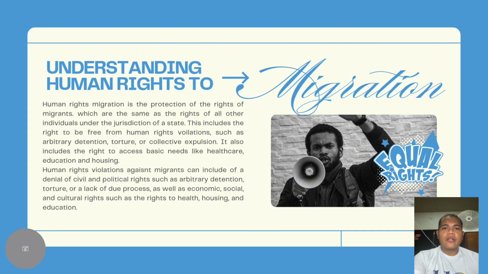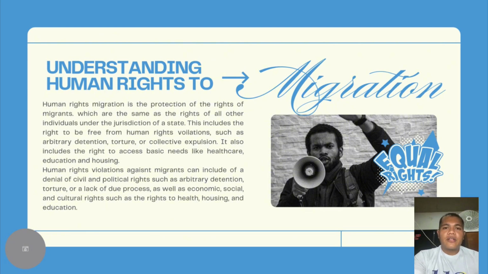Understanding human rights in immigration. Human rights in migration is the protection of the rights of migrants, which are the same as the rights of all other individuals under the jurisdiction of a state. This includes the right to be free from human rights violations such as arbitrary detention, torture, or collective expulsion. It also includes the right to access basic needs like healthcare, education, and housing.